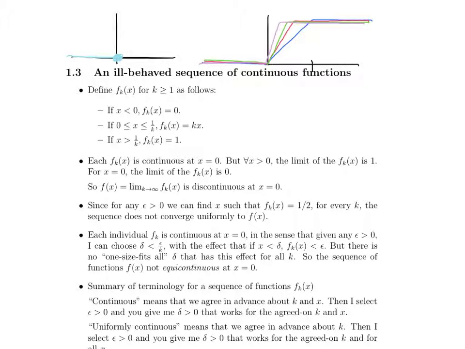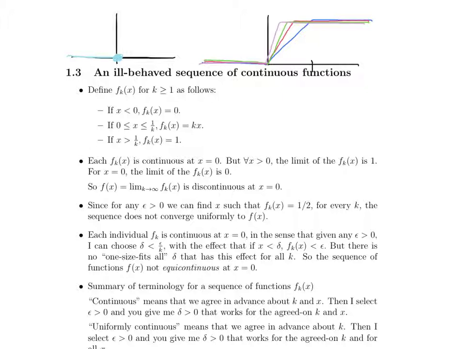And then for x greater than 1 over k, well, what's happening to that interval? As k goes to infinity, 1 over k is approaching 0. It never itself equals 0.